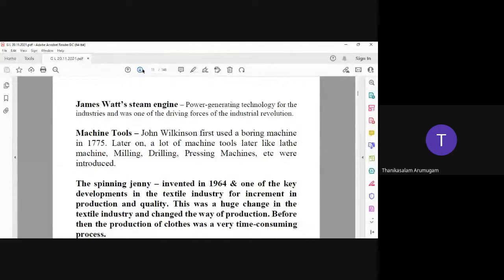Then machine tools. The first machine tool, John Wilkinson first used a boring machine in 1775. Later on, a lot of machine tools like the lathe machine, milling, drilling, precision machines, etc. were introduced. In the 17th century, machine tools were innovated.